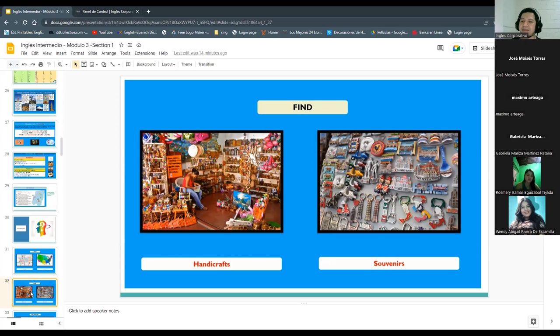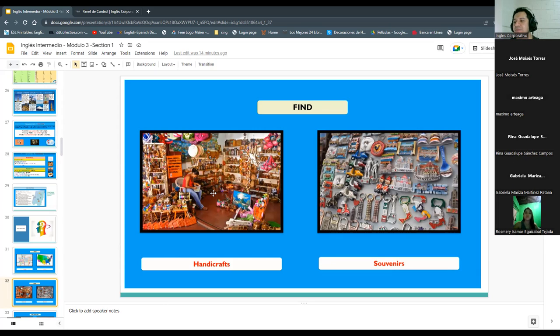Exactly, it's something made with our hands, right? And as you can see in the picture, there are a lot of things, like handicrafts, like, how do you say in Spanish, mercado de artesanías. Yes, de artesanías, exactly. So handicrafts son como artesanías, right? Artesanías, manualidades, perfect, thank you. That is a handicraft.